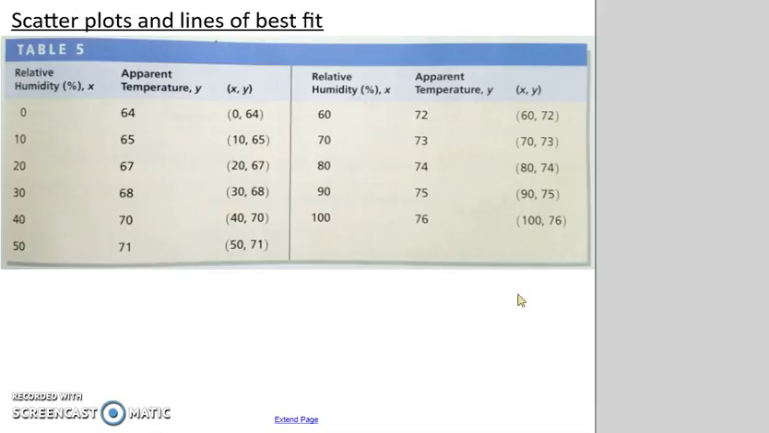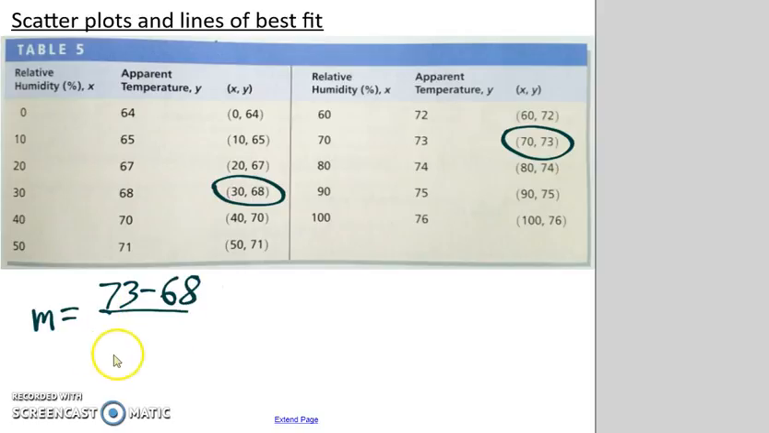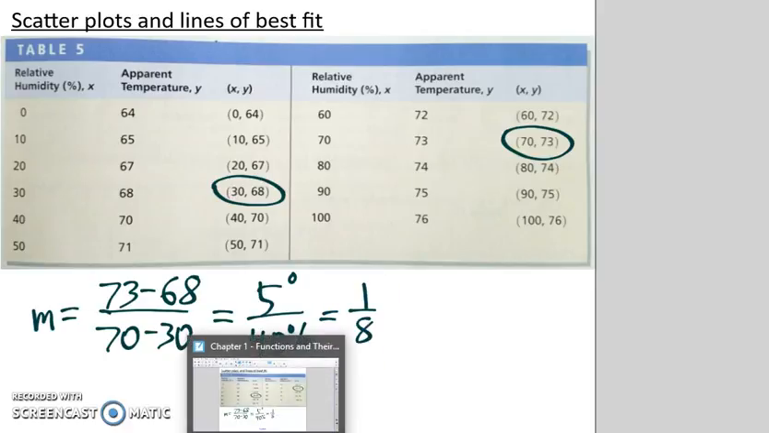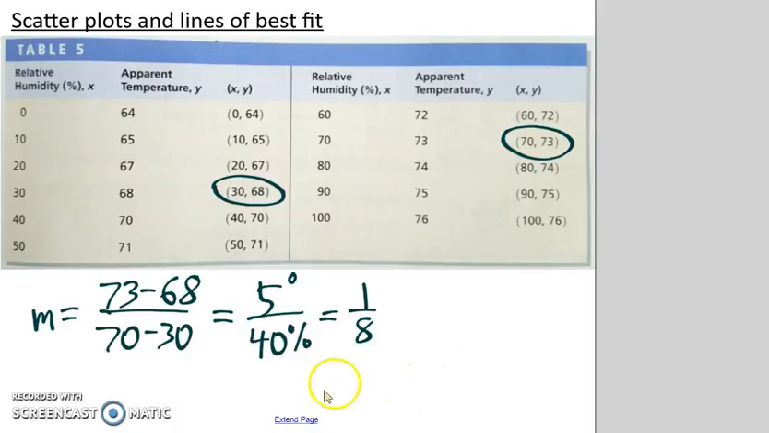I could draw it myself, and then if you want to come up with an equation, you can just pick any two of the points, and ideally you would look at them in a scatter plot, and you make the line based on those 2 points. First you find the slope. I'm going to take the second y minus the first y, over the second x minus the first x, so 70 and 40. So that's a slope of 5 degrees over a relative humidity of 40%. That's a slope of 1/8. And I know we just do y equals mx plus b.